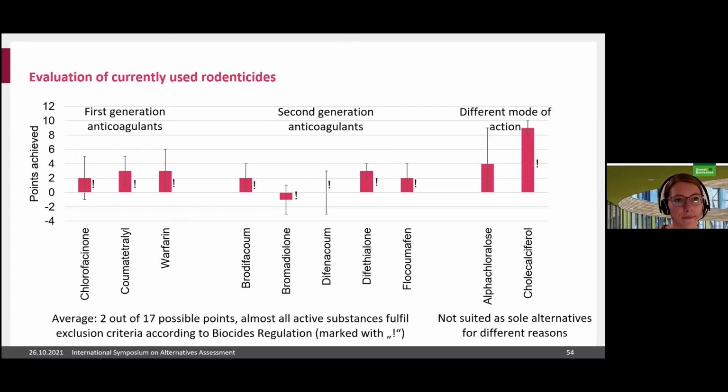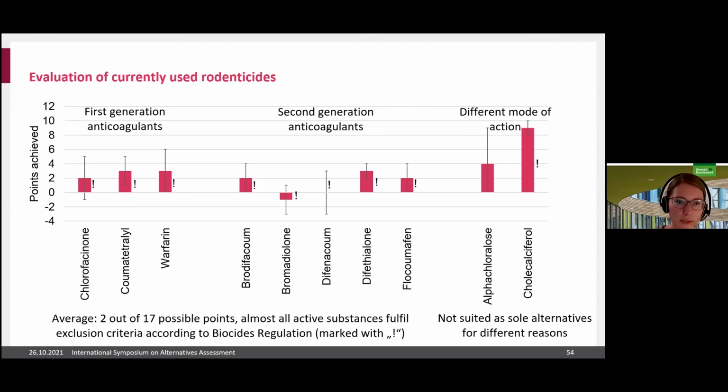Yes, here it is. When we apply these criteria to the anticoagulant rodenticides that are currently used and the 2 rodenticides with a different mode of action, what we can see is that the anticoagulant rodenticides only achieve 2 out of those 17 points. The 2 other chemicals with a different mode of action, alpha-chlorolose and cholecalciferol, reach more points. However, they cannot be used in all settings where anticoagulant rodenticides can be used, so they are not complete substitutes of those chemicals.